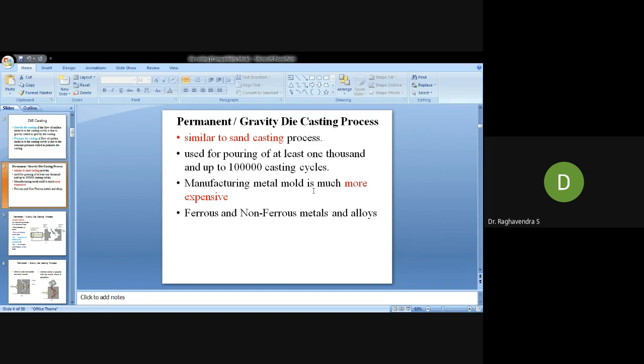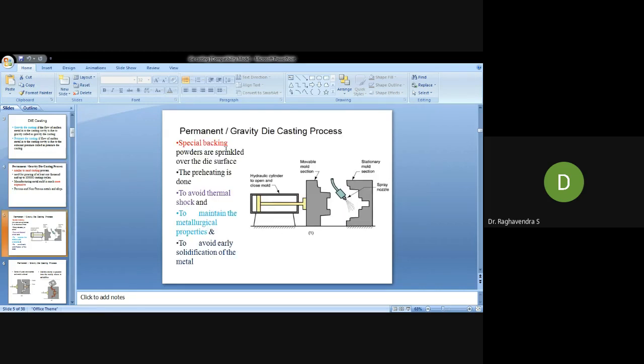It is usually made up of metal, and initially the cost will be more because of the metal mold. Its cost will be more. Both ferrous and non-ferrous metal alloys can be used for making this. Let us see pressure die casting.